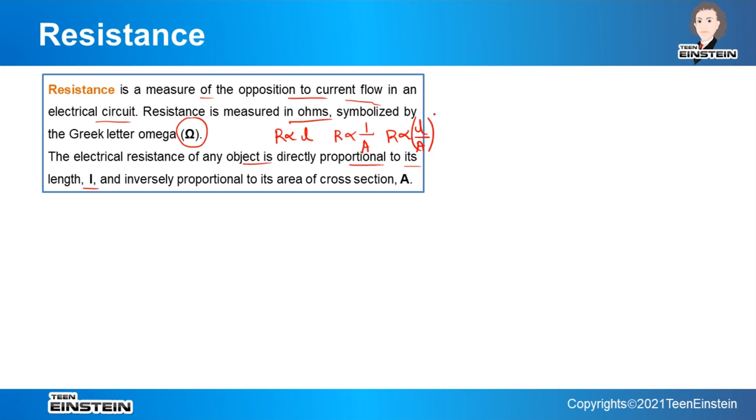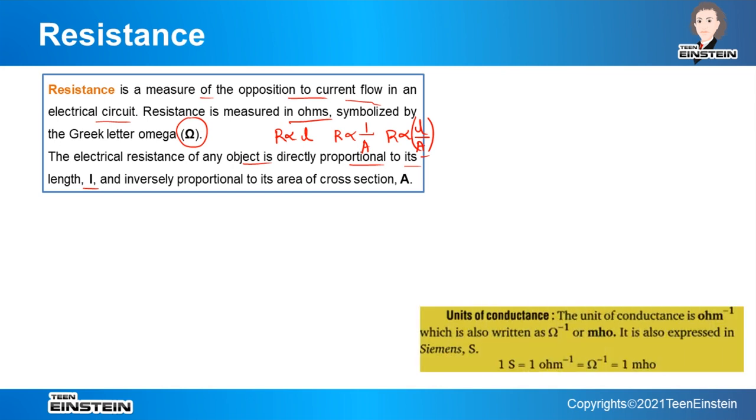So for length, suppose the unit is centimeter, so obviously for area it is centimeter square. So ultimately the unit of cell constant will be centimeter by centimeter square or meter by meter square. So ultimately it is meter inverse or centimeter inverse. This will be the unit, that is inverse of length unit. That will be the unit of cell constant. And R is having unit ohm. So unit of conductance is ohm inverse. We can write it in this way.